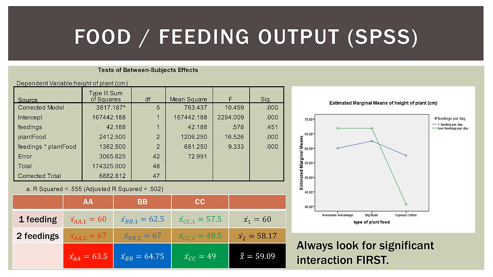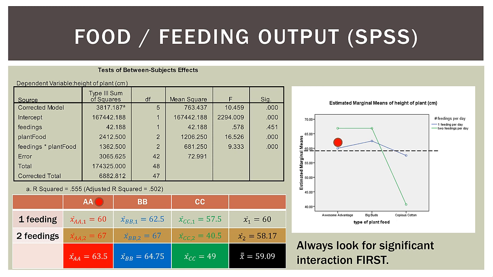Now let's go back to our food data, our plant food. So here's everything we had from the plant food. Same idea. So we're going to put our overall mean there where the black dotted line is. So our overall mean is 59.09. So we'll put it right across there. Now for the awesome advantage column, a red dot again, that column had a mean of 63.5. So we'll put that right there.